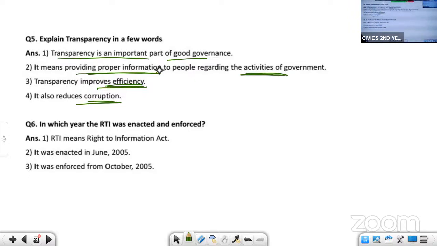And the next question is, in which year RTI was enacted and enforced? RTI is your Right to Information Act. It was enacted in June 2005 and it was enforced from October 2005. Enforced means it came into use. We started using Right to Information Act from October 2005. This bill was passed by Parliament in June 2005.